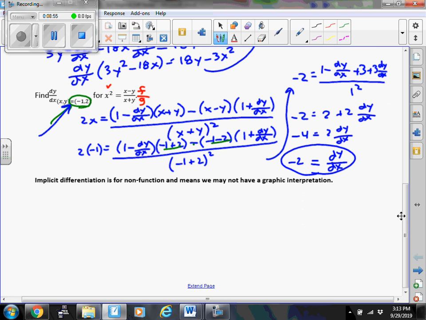Okay, implicit is for non-functions, which means we may not have a graphic interpretation. That's why I gave the bunch of squigglies. All right, that's it. Please, lots of practice here is necessary. So enjoy. Lots of questions in class.